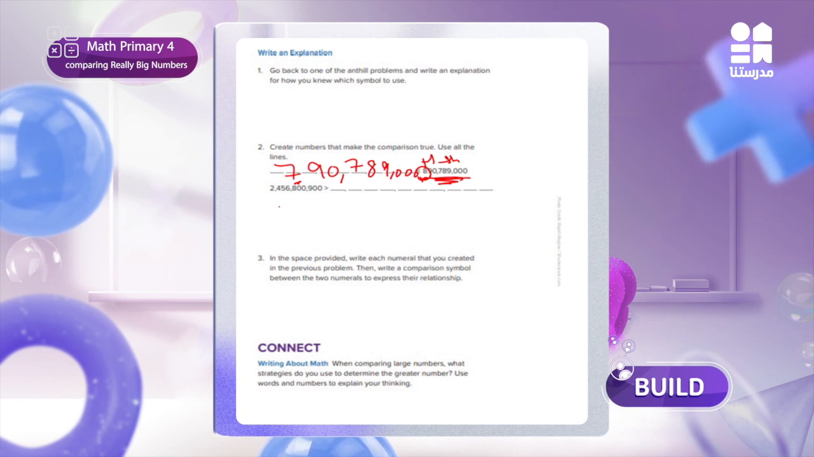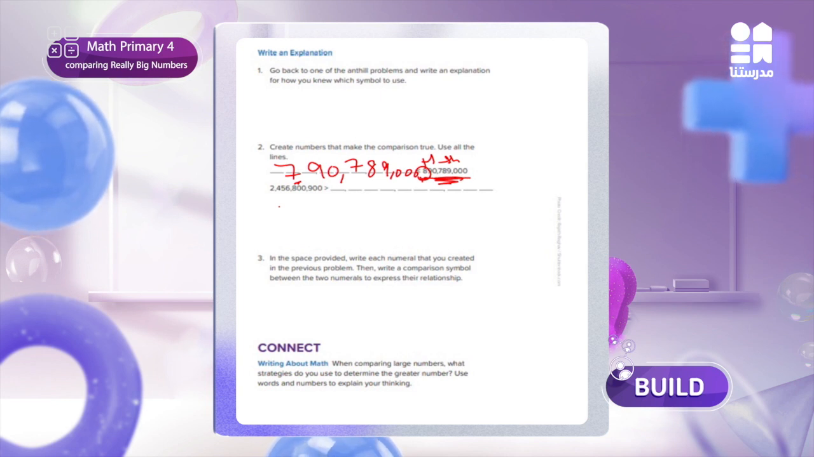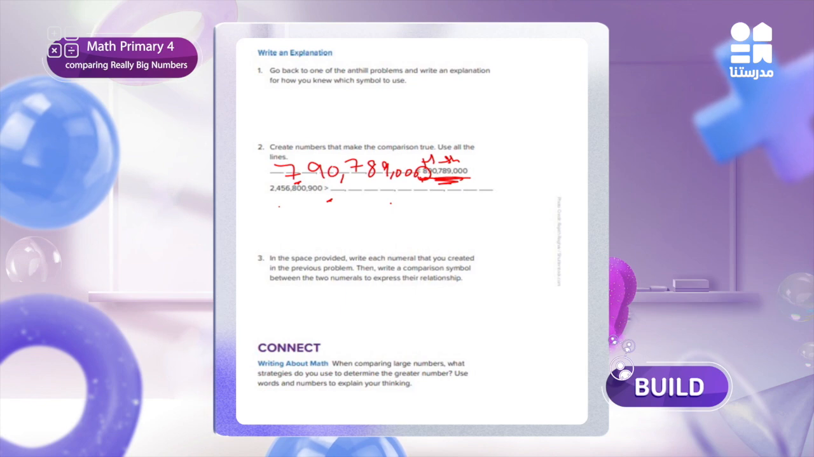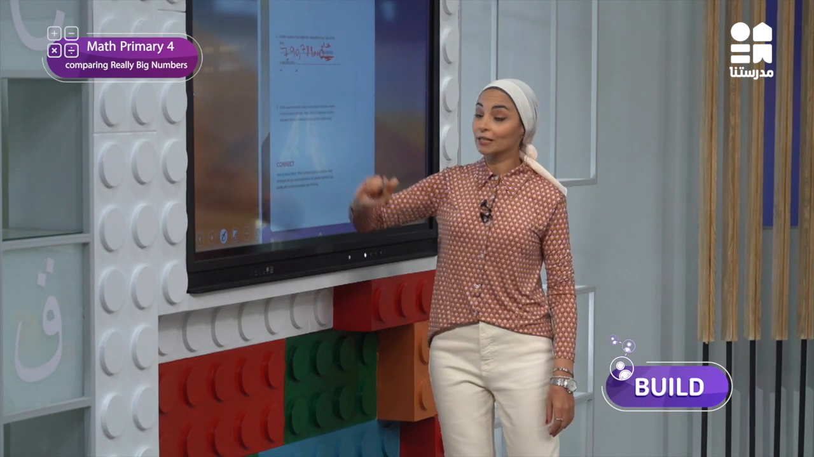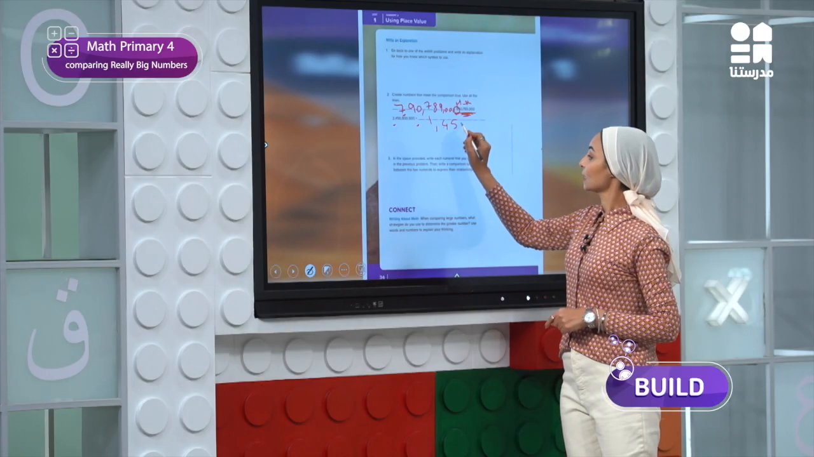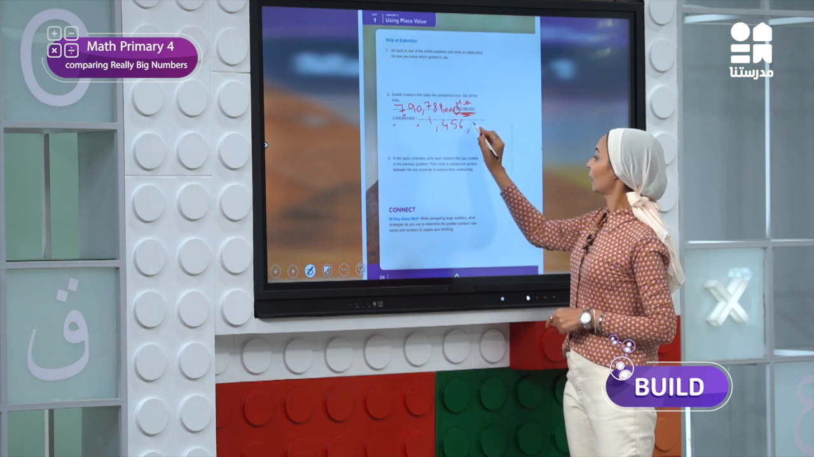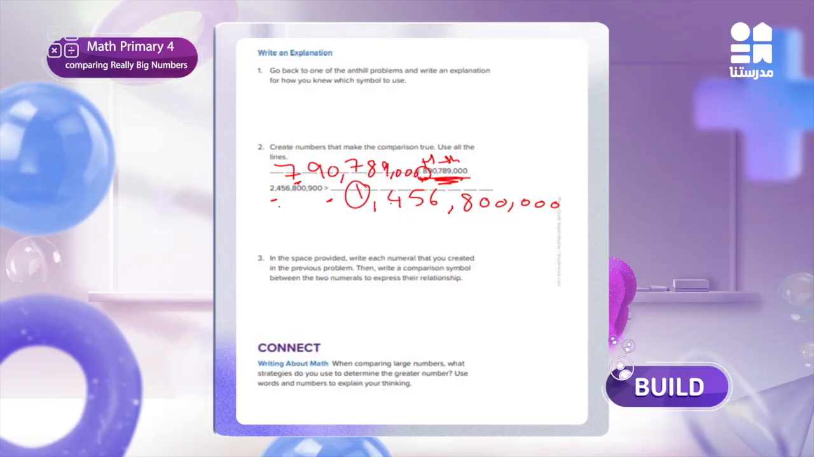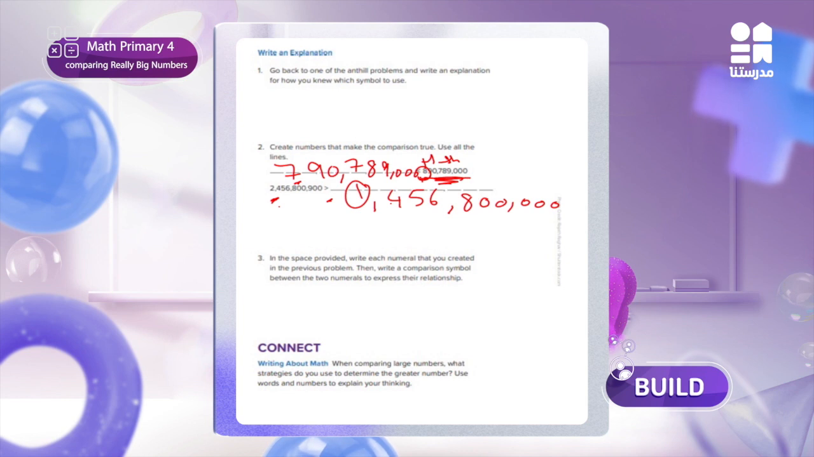Here I have 2 milliards 456,800,900. And here's the symbol. The symbol tells me that he wants a number smaller than this number. Okay, he wants a number smaller than this number. What should I do? Yes, instead of writing 2 milliard, I can write only 1 milliard. If I write like this, 1,456,800,000 for example. Is it right? Yes. Why? Because 1 milliard is smaller than 2 milliard. Is this the only answer? No, of course, there are many answers and all of them will be right.